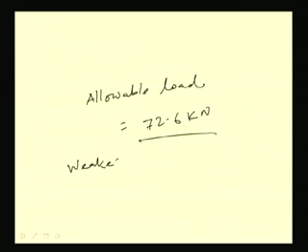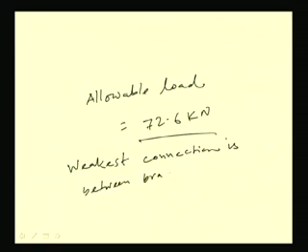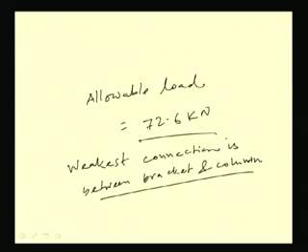The weakest connection is between bracket and column, right. So, first failure will happen here, after that the second, that means the connection between angle and bracket, and then the strongest connection is the connection between girder and angle. So, in this way you can make it.